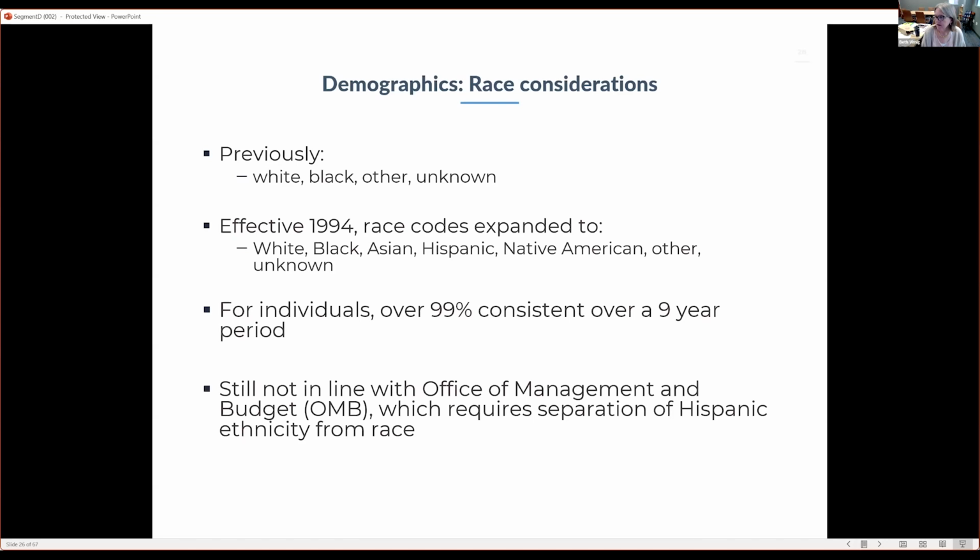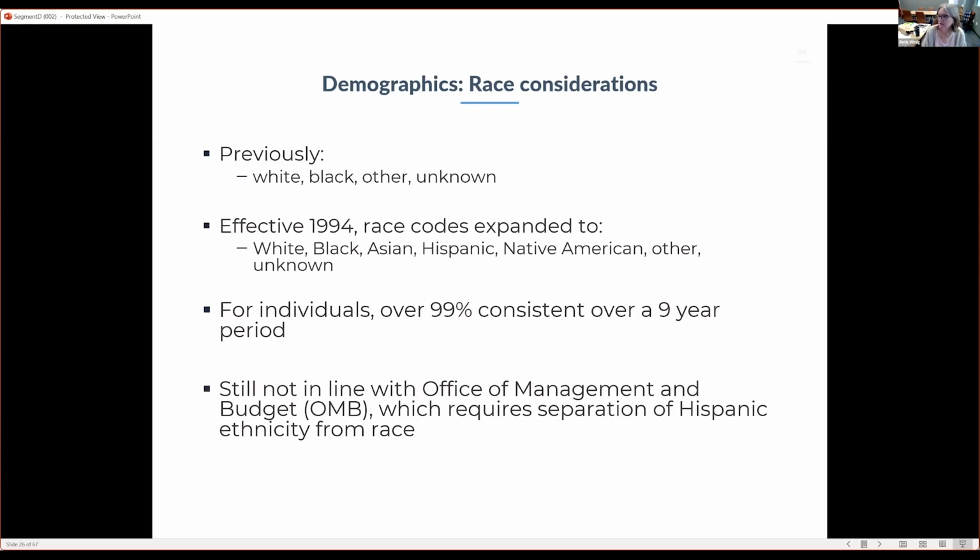So it's out of compliance with OMB, which requires separation of Hispanic ethnicity from race. Unfortunately, because of the way it is coded, to actually do this would involve contacting just about everybody and asking them to self-identify. And we certainly have seen other examples where we say, hi, this is the government. What is your race? What is your ethnicity? Those aren't always well received.